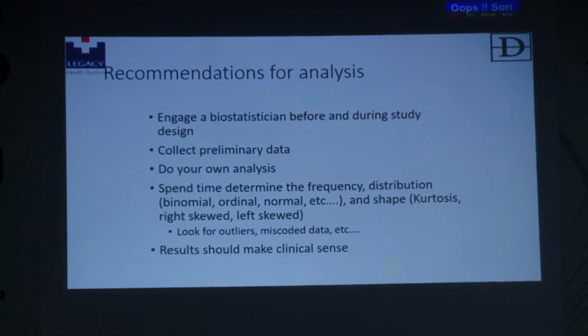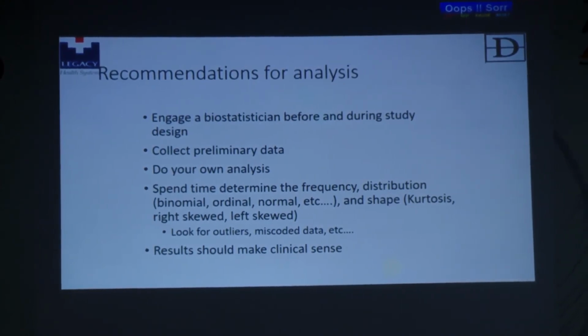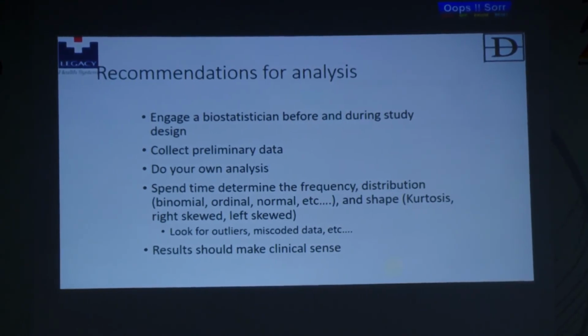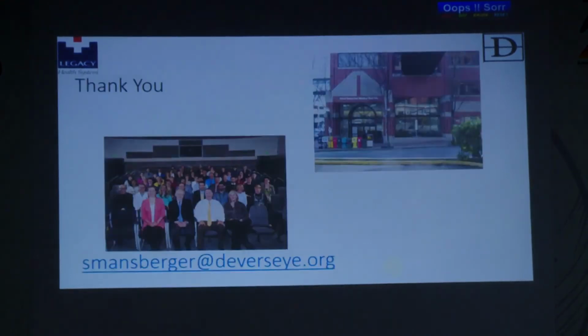Just when you're writing a paper, the first thing to do is a good literature review. They say one hour of literature review will save you one month in the lab. So just do a literature review. Engage a biostatistician with your study. And I think doing a little bit of your own analysis can teach you some about statistics, and then the results should make clinical sense.